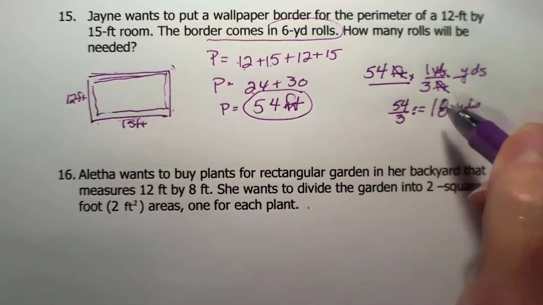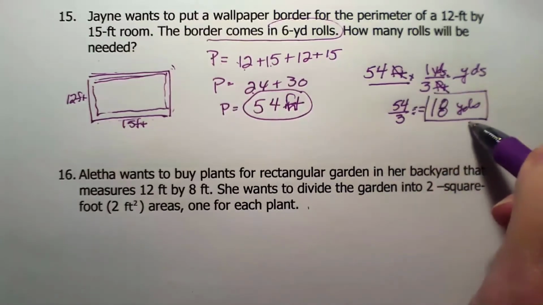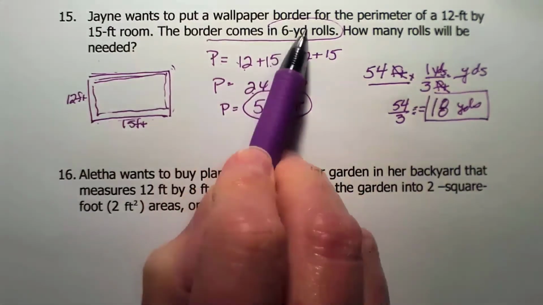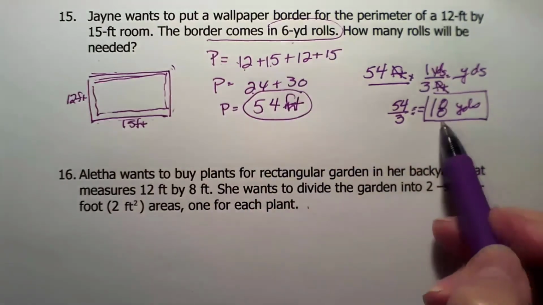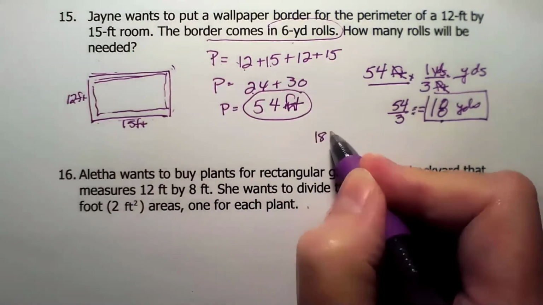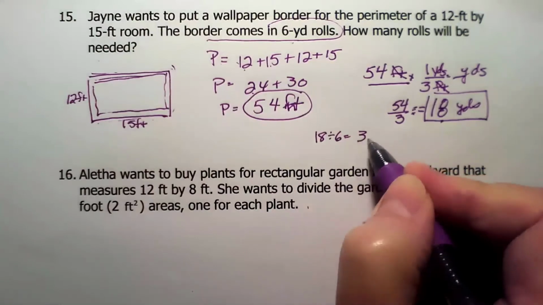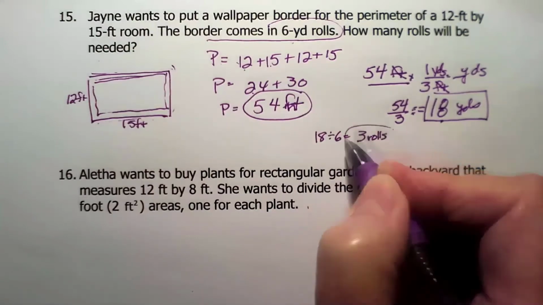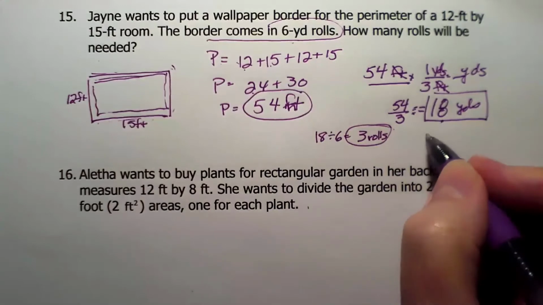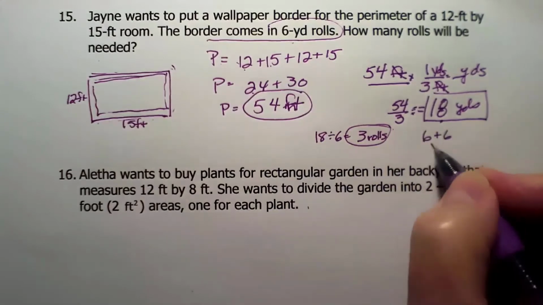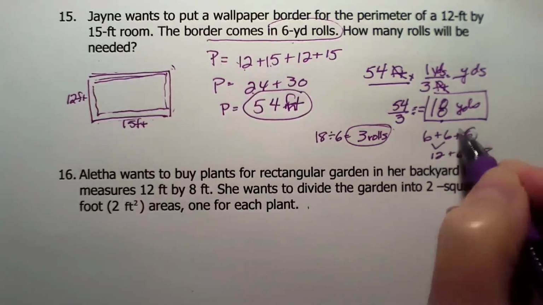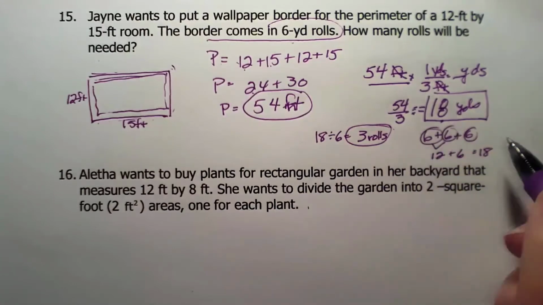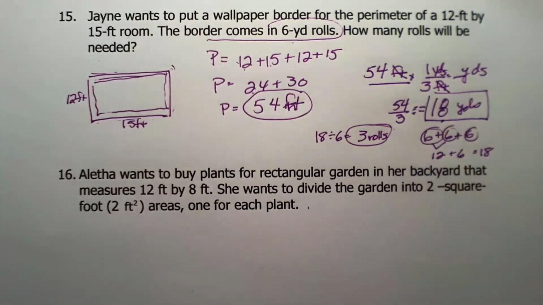So is that my answer? Well, I need 18 yards, but the border comes in 6-yard rolls. So really, how many 6-yard rolls am I going to need for 18? Some people will think right away, I just divide 18 divided by 6 and I get 3. So I'm going to need 3 rolls. If you didn't think of that, just start adding up 6. 6 plus 6 is going to give me 12, plus another 6 is going to give me 18. So it took 1, 2, 3 rolls. My answer is 3 rolls.